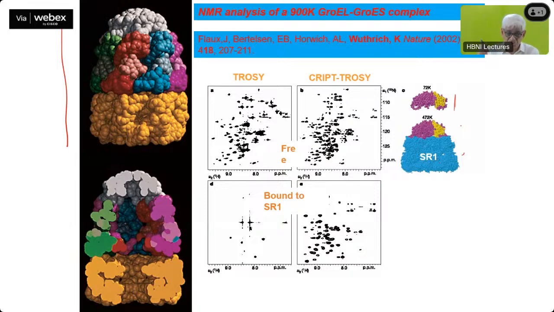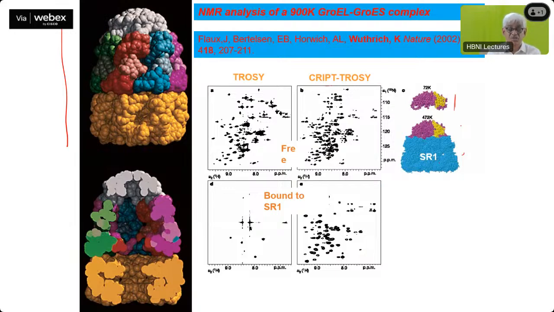Now, in this situation, one was able to see peaks for this 72K system in the TROSY experiment. And in the cryoTROSY modification, you see many more peaks. And once you add this SR1 to this, you see nothing here, but in this one, you still see several of those. So this is a further enhancement. This is called polarization transfer TROSY.